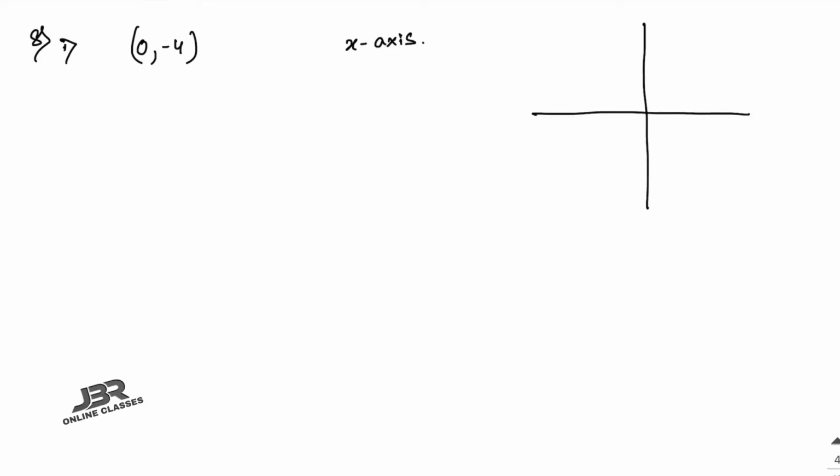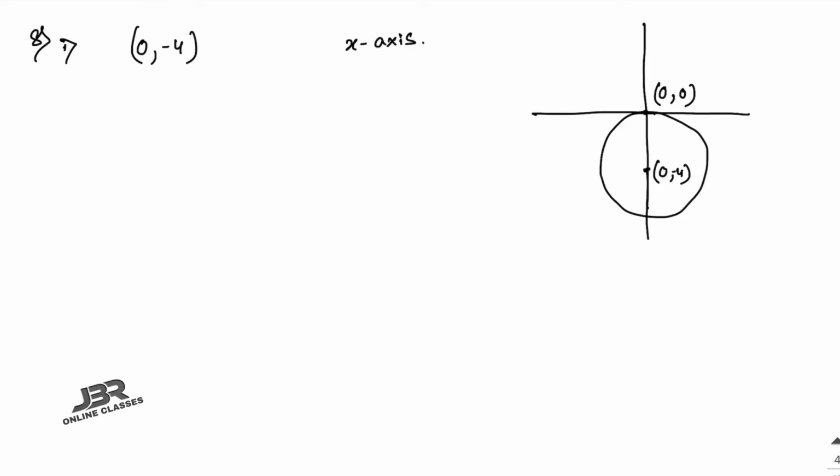So in 8, find the equation of the circle whose center is (0, -4), which touches the x-axis. So here the center is (0, -4), that means suppose this is the axis, here (0, -4), and this is the circle, it touches the x-axis. This is the center (0, -4), clear. So that one touches the x-axis, so definitely that will be the origin. So the origin will be another point that lies on the circle.